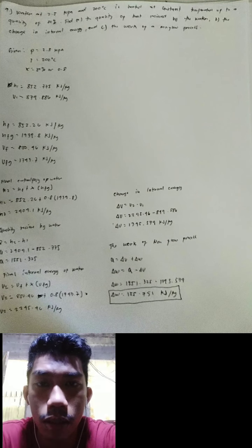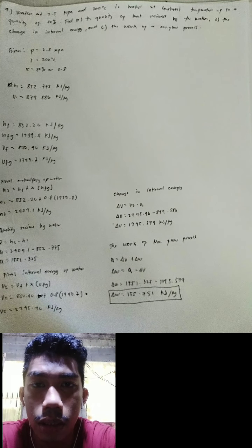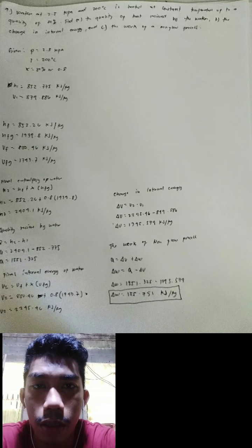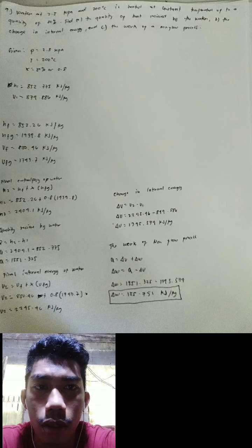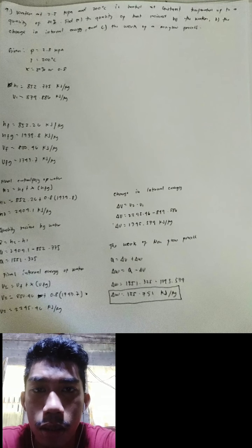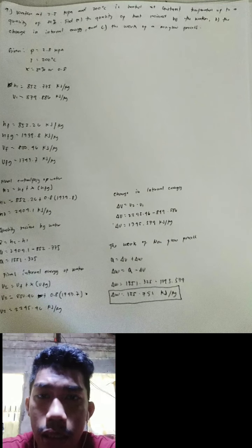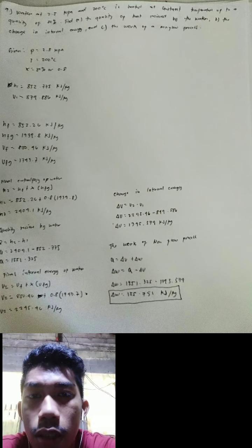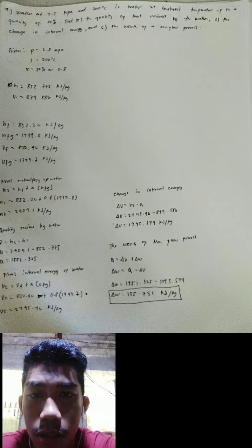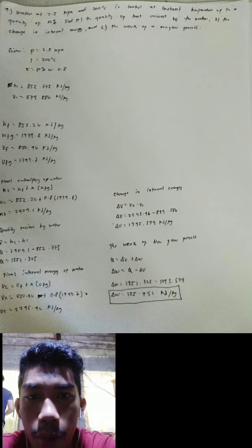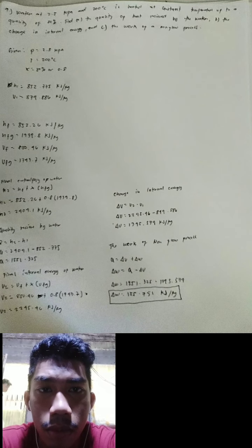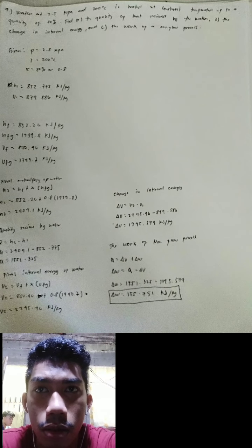So the number 9 problem is: water at 2.5 MPa and 200 degrees Celsius is heated at constant temperature up to a quality of 40%. Find the quantity of heat received by the water, the change in internal energy, and the work of the non-flow process. So the given in this problem is P equal to 2.5 MPa and the temperature is 200 degrees Celsius. The water is heated up to a quality of 80%, which is equal to 0.8.